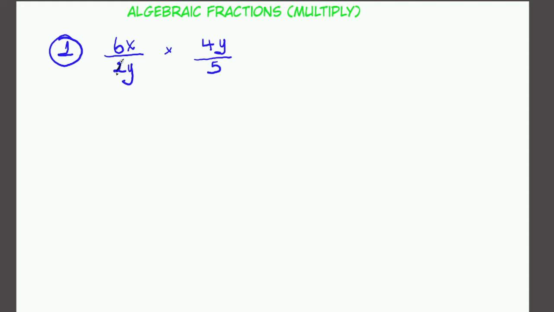So 2 can go into 2 one time, and 2 can go into 6 3 times. Y here can cancel y here. Is there anything else for us to cancel? No, there is not. So we're going to go ahead and see what we're left with. We're left with 3x over 1 times 4 over 5.